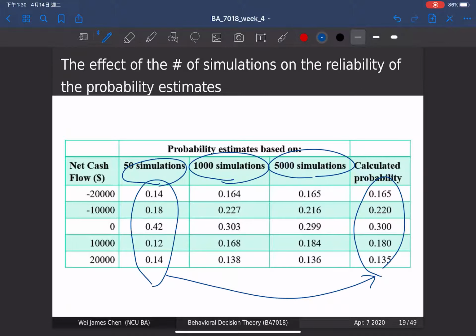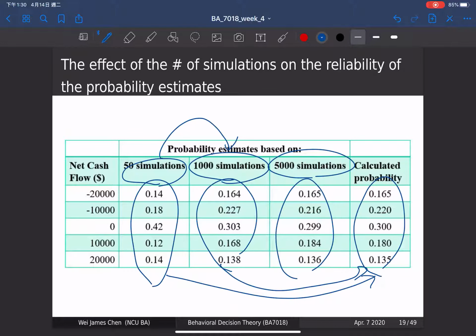Okay? And if you go 20 times more, to 1,000 times, our first simulation was not reliable. Yeah, you can say that. Okay, so at 1,000 times, you get something very, very close to the true probability. And if you do it 5,000 times, it's even closer, but there's not too much difference.